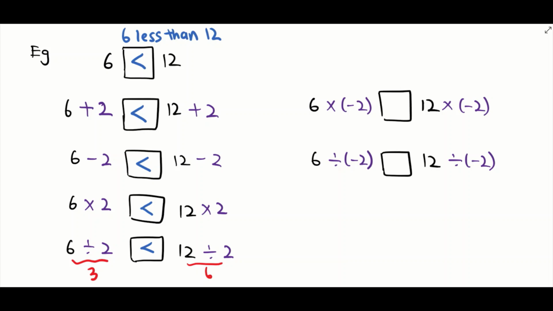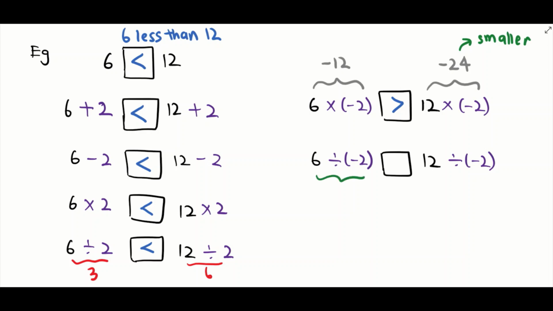6 times negative 2 versus 12 times negative 2. Sure? Let's calculate. 6 times negative 2, negative 12. 12 times negative 2. Who is less? Who's smaller? Oh my gosh, this is smaller, right? So, remember, crocodile will point at the bigger number. My crocodile will face here now. What happens to the sign? Change, right?